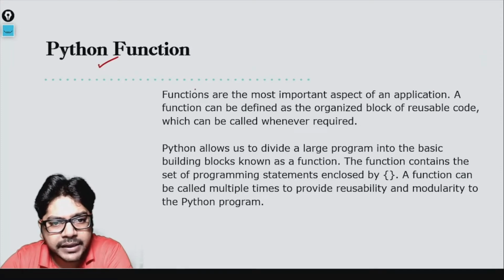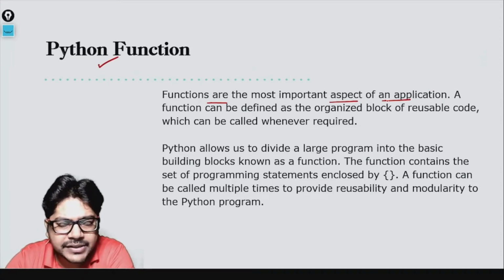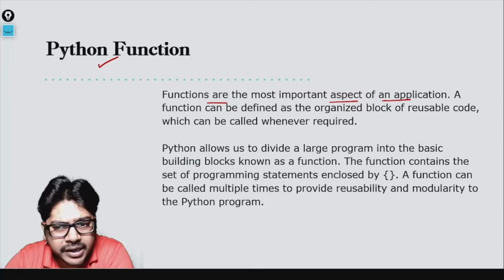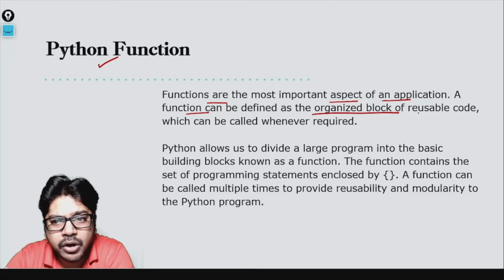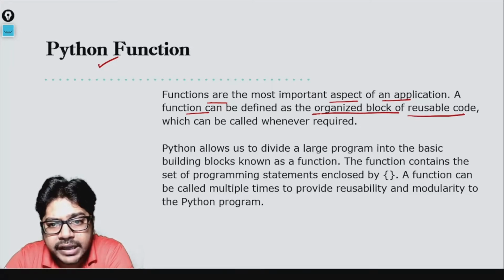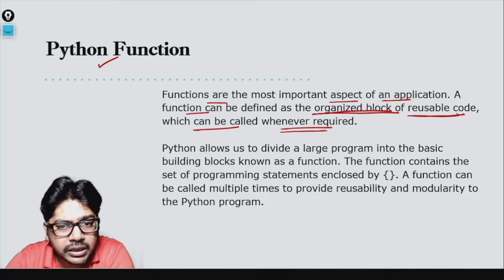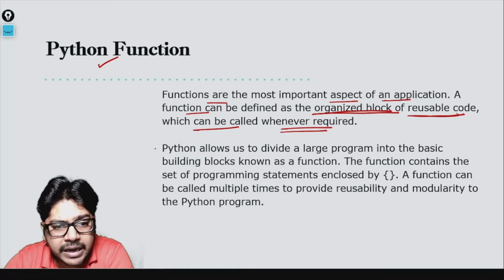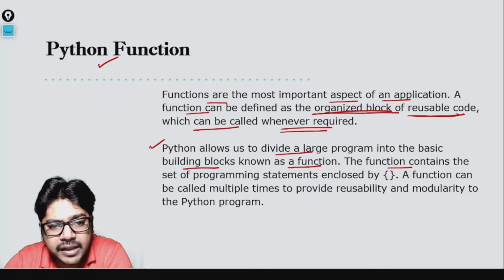So functions in Python. Functions are the most important aspect of any application. Any application that you are making, function is a very important aspect of that. A function can be defined as an organized block of reusable code, which can be called whenever required. You can call the function whenever you need it. Python allows us to divide a large program into basic building blocks, which are known as functions. The function contains a set of programming statements enclosed by curly brackets.